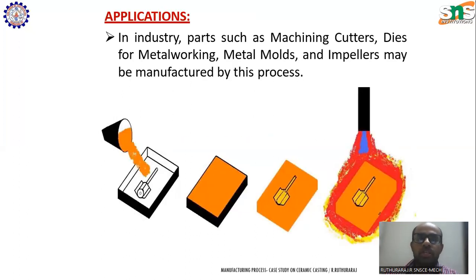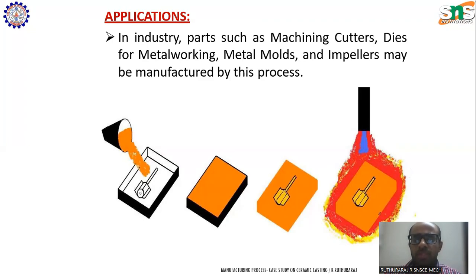So what are the applications of this ceramic casting process? As I said, it is mainly used for preparation of turbine and impeller blades. They are very complex shapes with many curvatures, and also very intricate in nature. Such objects can be easily manufactured using this ceramic casting process. In industries where very high precision and very high surface finish are required, this ceramic casting process can be utilized.